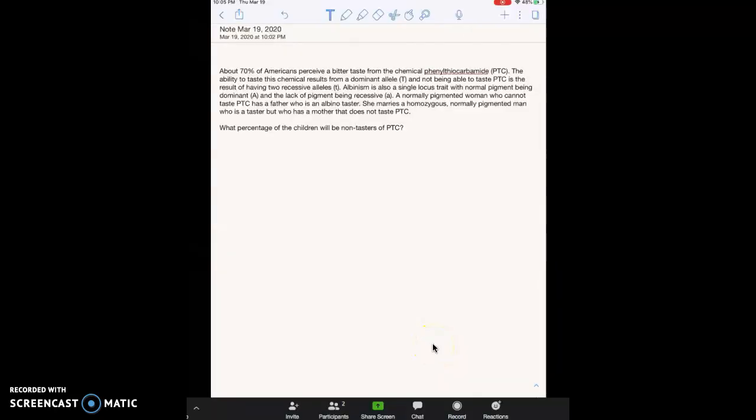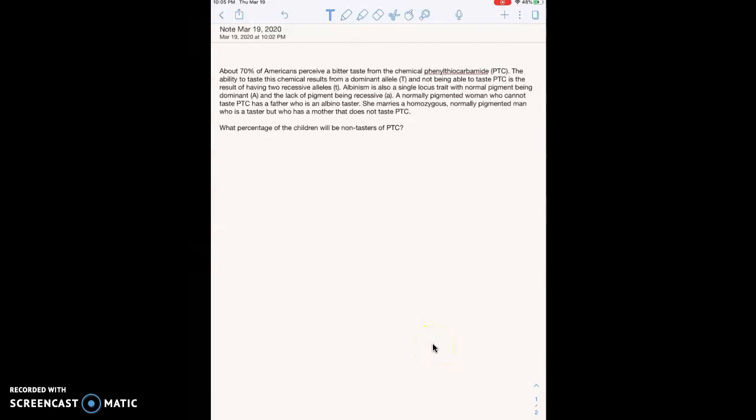So we'll do a new whiteboard. Okay, so we have another problem here, and it says that 70% of Americans get a bitter taste from a chemical called PTC, and this is from a dominant allele. If you can't taste it, then you have a recessive allele. Then the other thing is that there's another thing called albinism, and that is recessive.